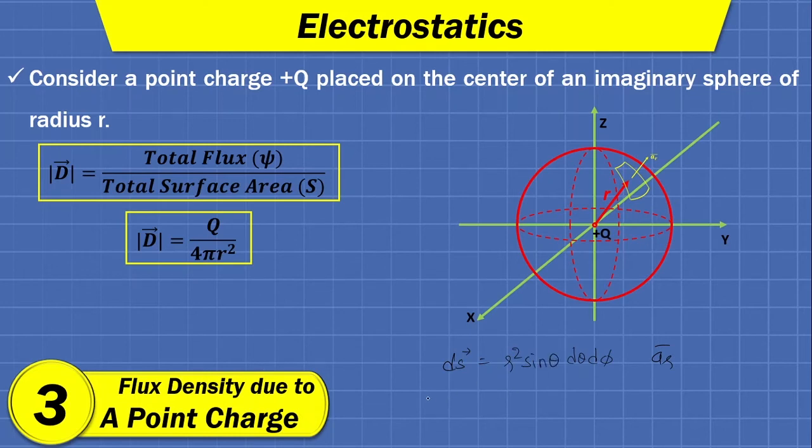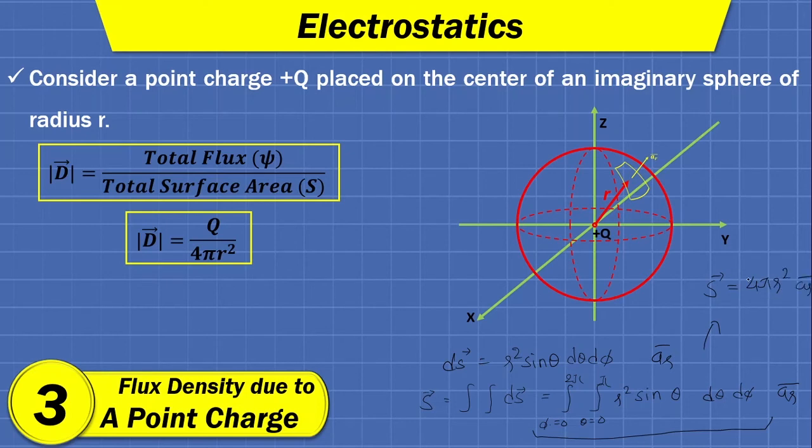If you want to find the total area, then we will double integrate, or we will take the surface integration of ds, which is nothing but the range of theta 0 to pi, the range of phi 0 to 2 pi, and r square sine theta d theta d phi ar bar. Performing this integration, we will have S bar equals 4 pi r square ar bar.